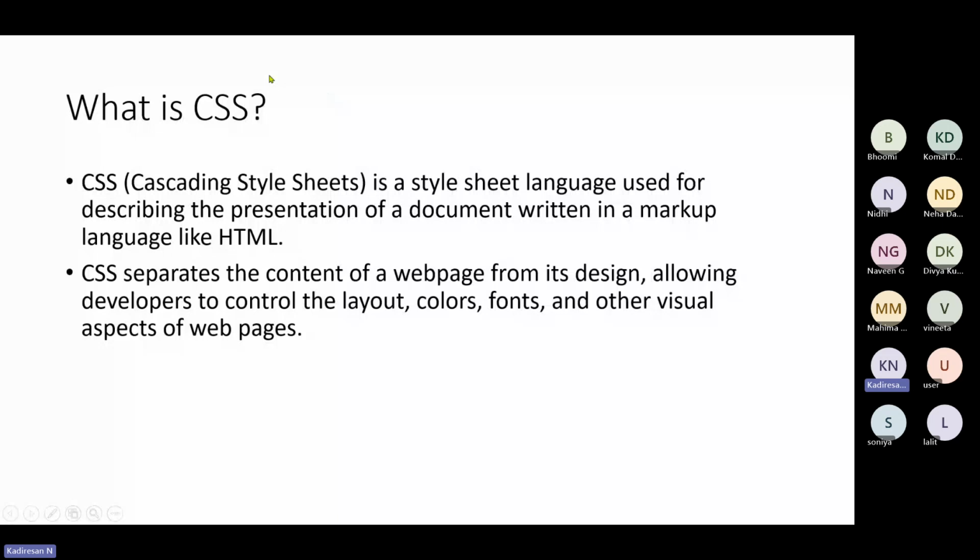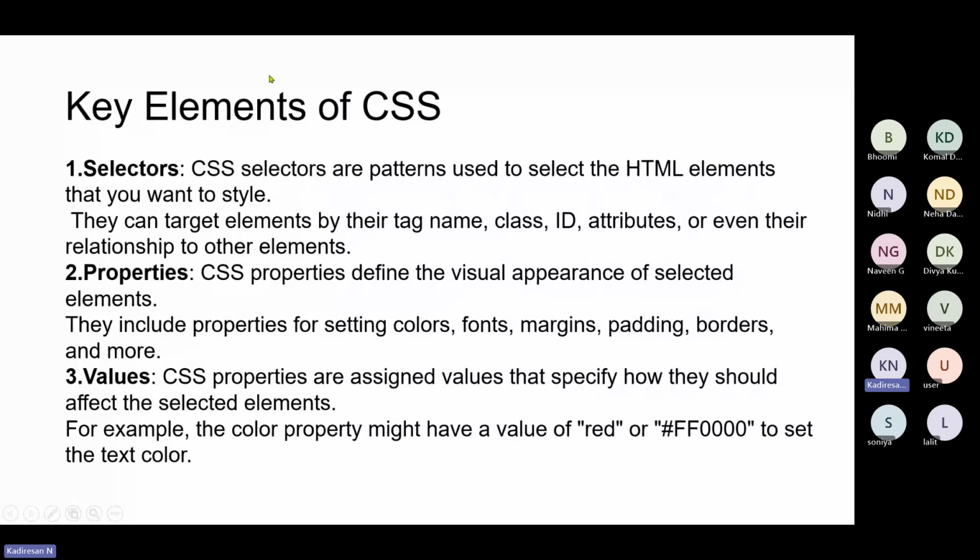Okay, so what are the key elements of a cascading style sheet? There are three basic key elements: one is the selector, second is the properties, and third is the value. So what is the selector? Cascading style sheet selectors are patterns used to select the HTML elements that you want to style. They can target elements by their tag name, class, ID, attribute, or even their relationship to other elements.